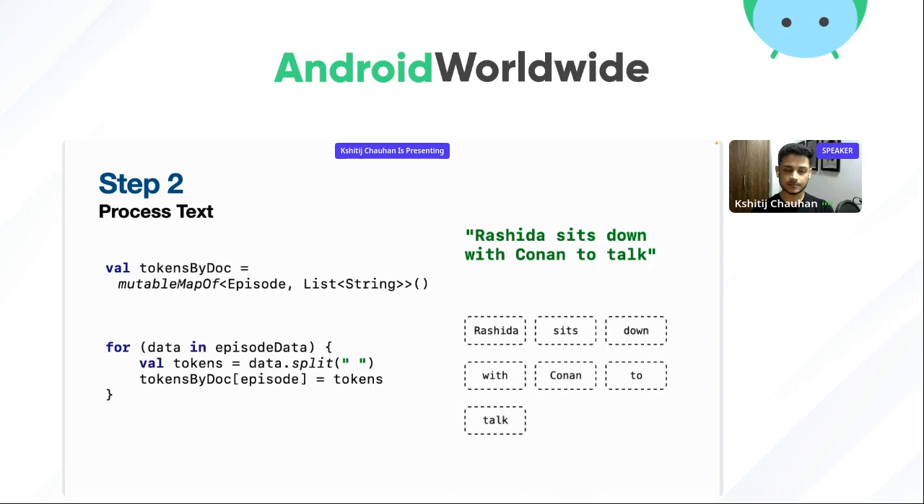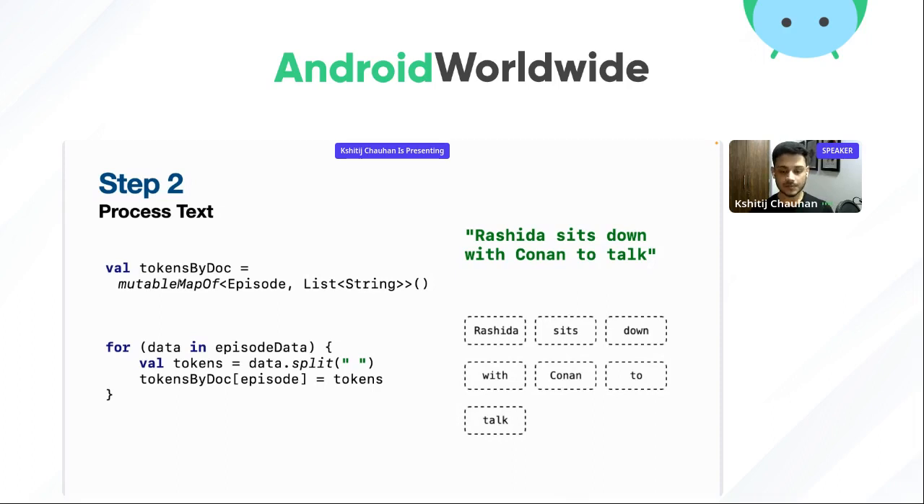And in a real world app, you'll probably not just split on a single white space. You might split on a tab space, you might split on a new line or a series of white spaces. All right, once you've broken down that sentence into a list of tokens, you'll get, for example, in this instance, 7 words on the right: Rashida, sits, down, with, Conan, to, talk.